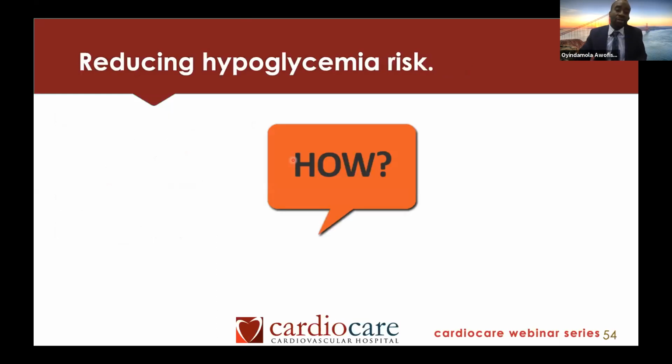So how can we reduce hypoglycemic risk in patients that we are starting on insulin? And this is one of the key reassuring points when we're starting patients on insulin. Usually you actually need to tell them about hypoglycemia risk, but immediately you mention that, you have to tell them the steps you have taken to reduce their risk of having hypoglycemia.